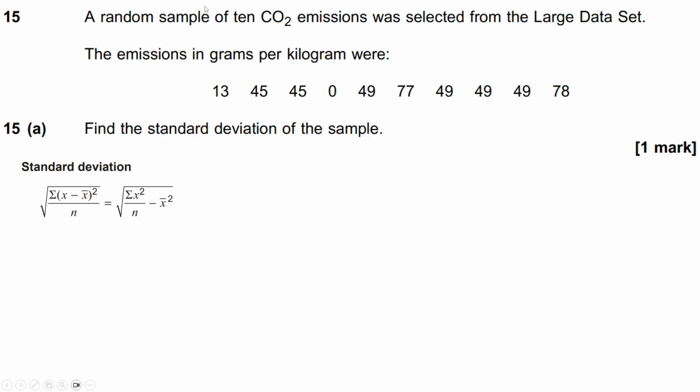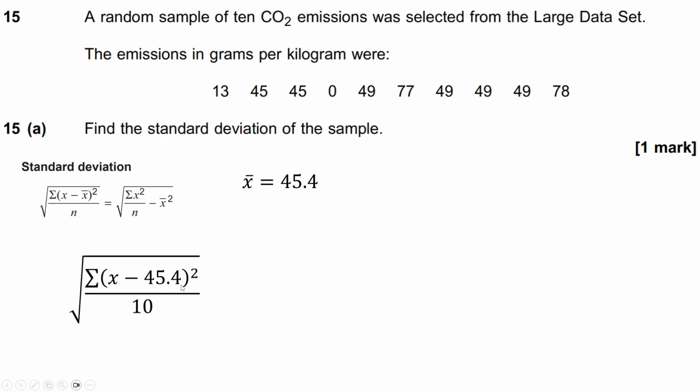This is just from the formula booklet, by the way. A random sample of CO2 emissions selected from the large data set, find the standard deviation. This is the formula that you get given in your book. If you find the mean of all of this, by the way, you can do this all in your calculator, it saves you so much time, but you get 45.4. Just plug it in like this, you'll get 22.9, where x1 and then x2 and then x3, x4, all the way to the end.